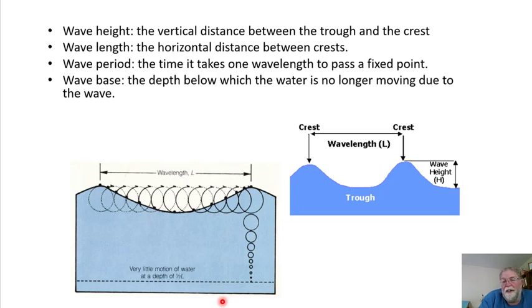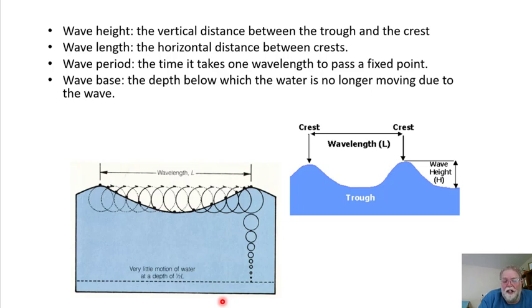And then finally, wave period is just the time that it takes for one wavelength to pass a fixed point. That's it. So wave period, right? So you're standing in the water and bam, you get hit with a wave. And 20 seconds later, bam, you get hit with another wave. Wave period, 20 seconds.